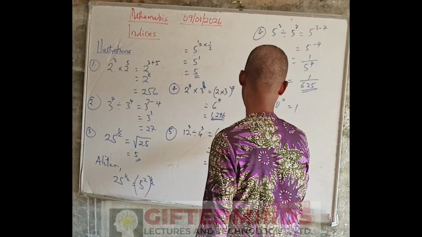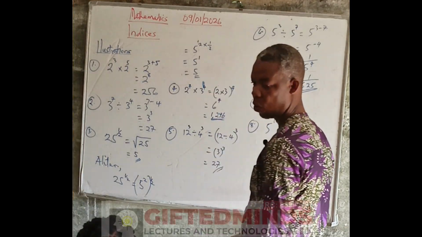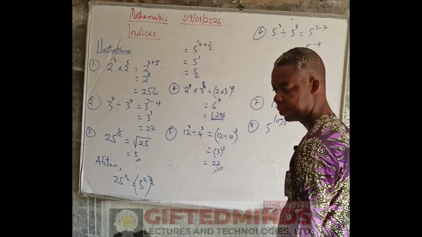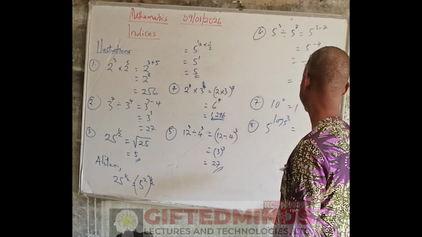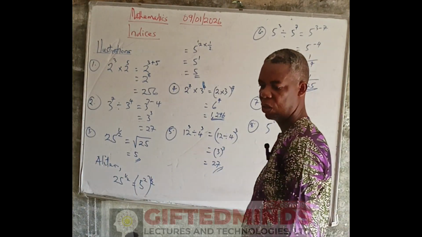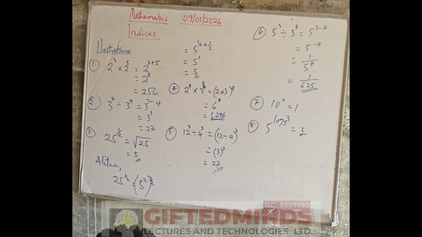Then the next one. If you have something like 5 raised to the power log 3 base 5, what would be the answer? The answer is 3. As long as this base and this one here are the same, the answer is the other one. Is that okay? So long as you can remember all of that, it makes the whole process very, very simple.